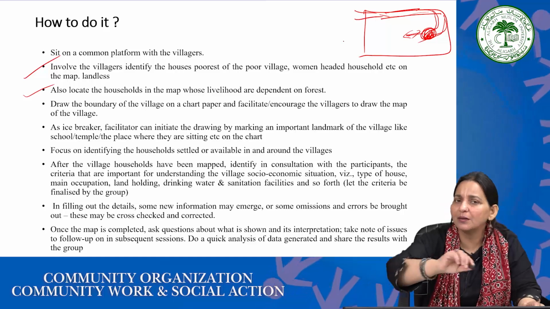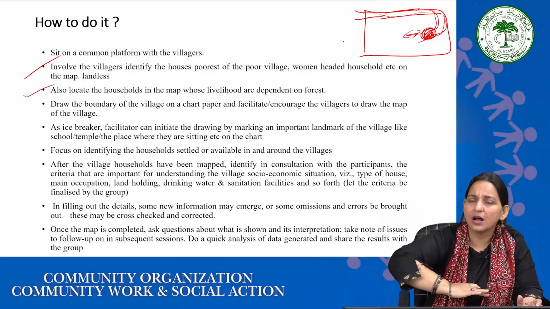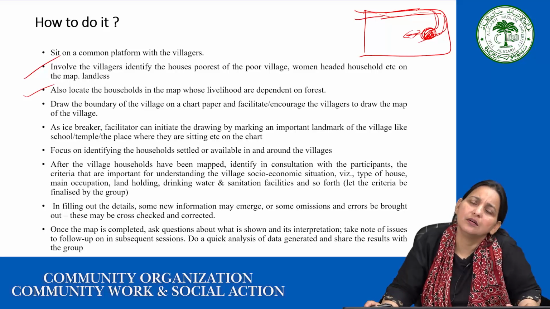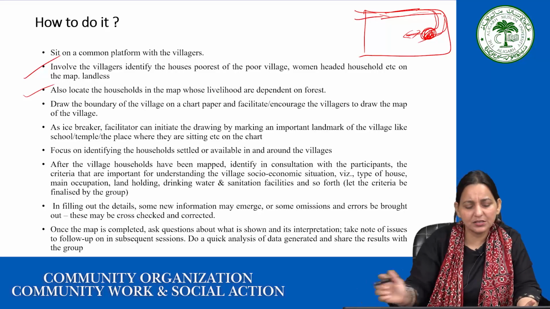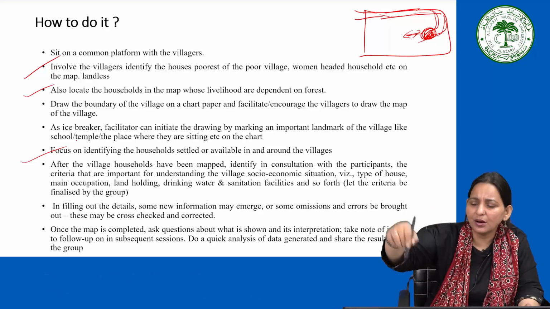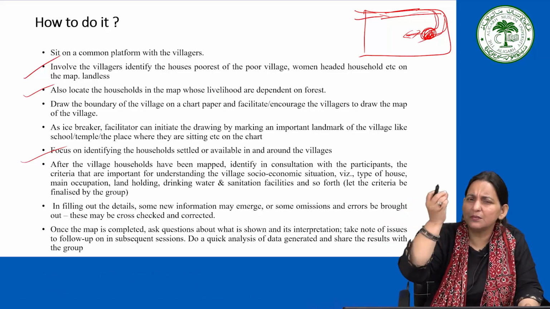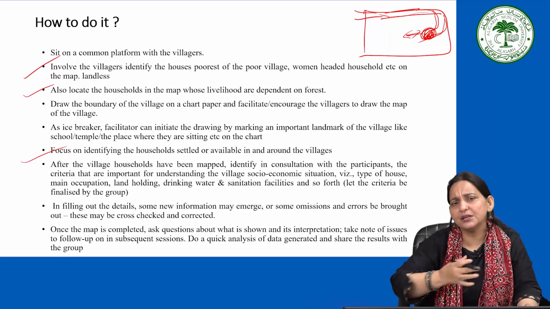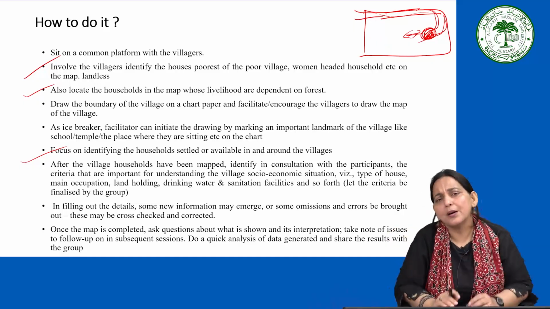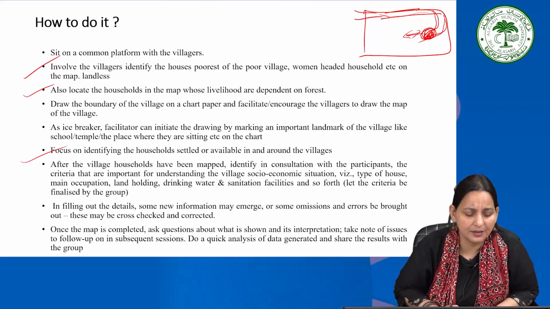From here, what is nearby, whose house is closer, whose house is farther, where the agriculture lands are. So focus on identifying this. You can start with one very important landmark of the community, and then definitely it gives a kind of ease to the community members, and they come out and participate.